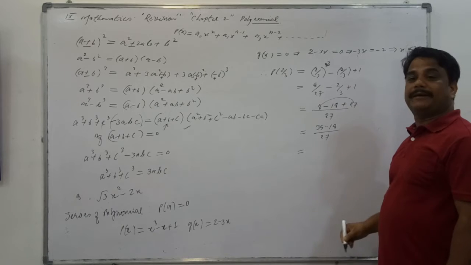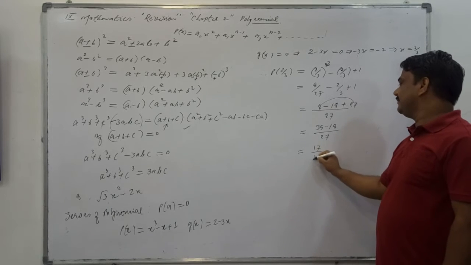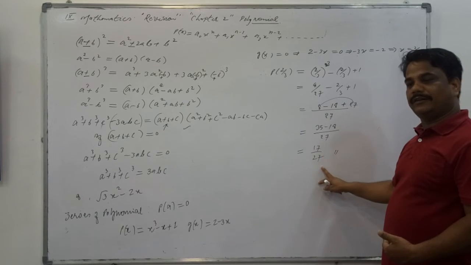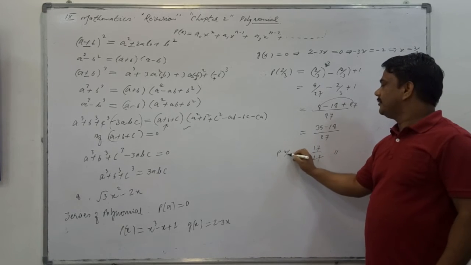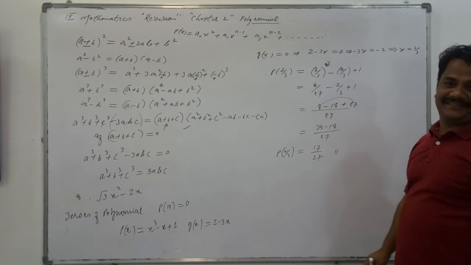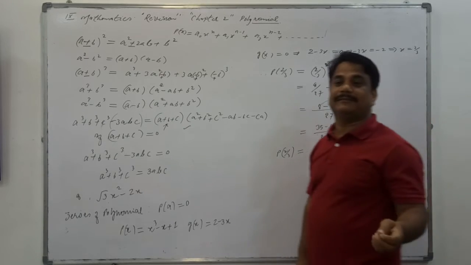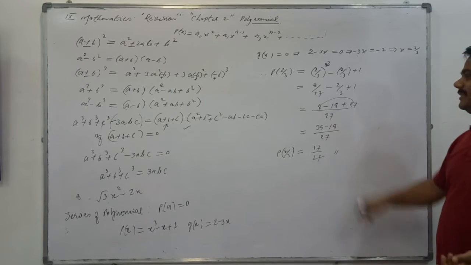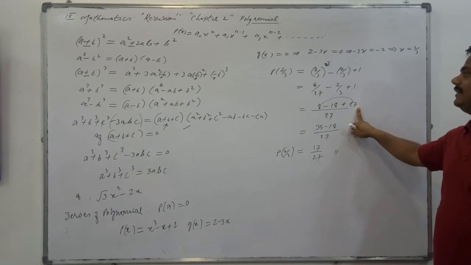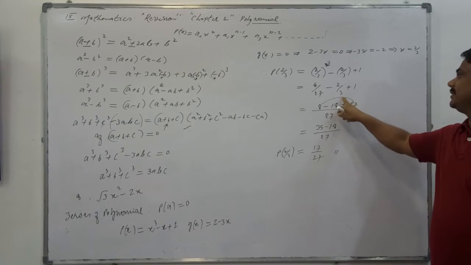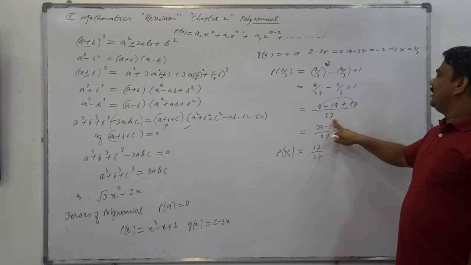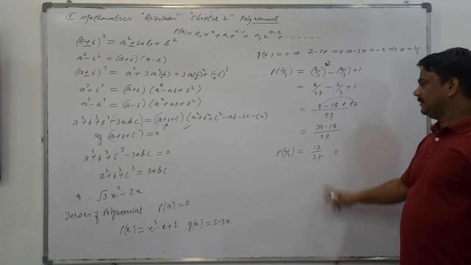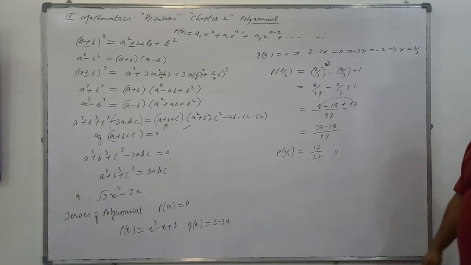35 minus 18, how much is that? 17 divided by 27. Is it cancelled further? No. So what can we say here? It is not giving you 0, so this is not a multiple of that. If it came to 0, it would be a multiple, otherwise not. So one question is well understood here, right?